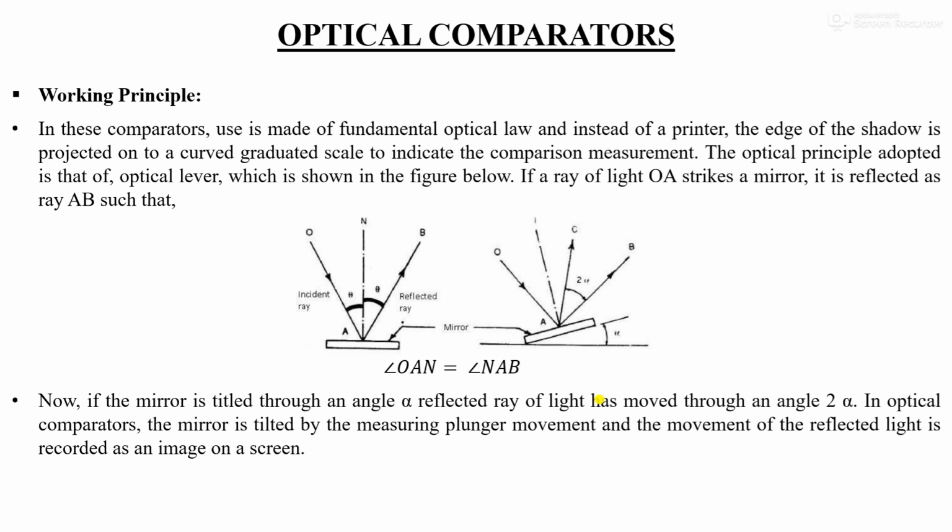Okay, so today we are going to discuss optical comparators. First of all, we'll see what the working principle is. It basically uses the fundamental optical law: whenever you put a reflective surface on the ground and strike a ray of light on it, it will reflect back. It will reflect back in the same direction or in a different direction, depending on the angle or direction in which the incident ray is coming.